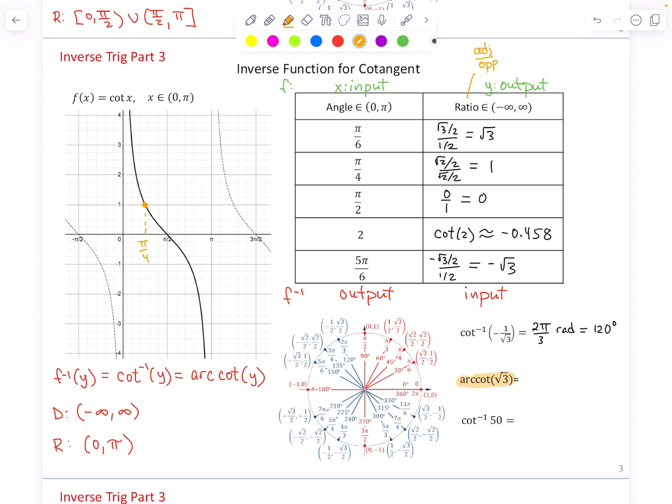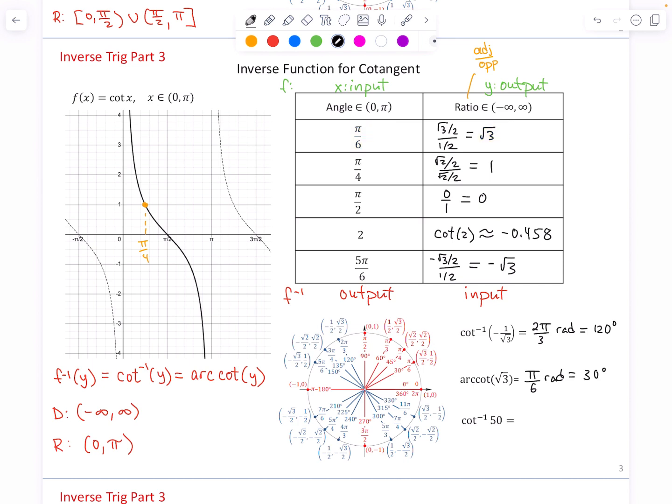This next one, arccotangent of rad 3, we are trying to find the angle in the first or second quadrant at which the cotangent will be rad 3. Well, this will have to be in the first quadrant. And in fact, we already have that in our table up here. At angle pi/6 is when cotangent will be rad 3. So the arccotangent of rad 3 is this angle pi/6, which in degrees is 30 degrees.